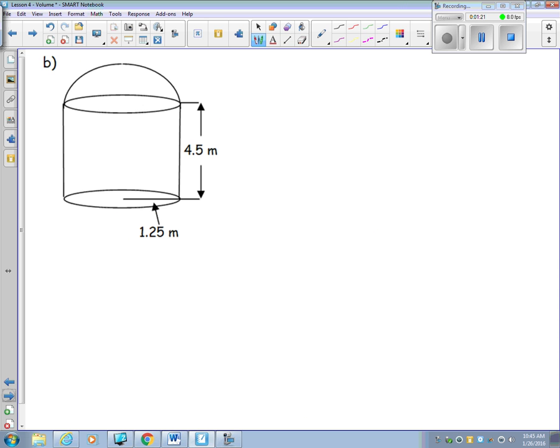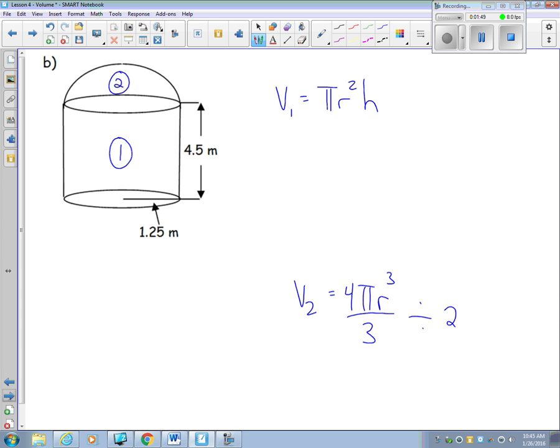If you look at the second one, it looks to me like a composite shape. It's composed of 2 parts. I guess we need to find 2 volumes. Now, volume number 1 would be our cylinder. So V1 is pi r squared h. And volume number 2, the part at the top up there, kind of looks like a sphere, but it's half of 1, right? So a sphere has a more complicated formula, 4 pi r cubed over 3. And then afterwards, we need to divide that by 2.